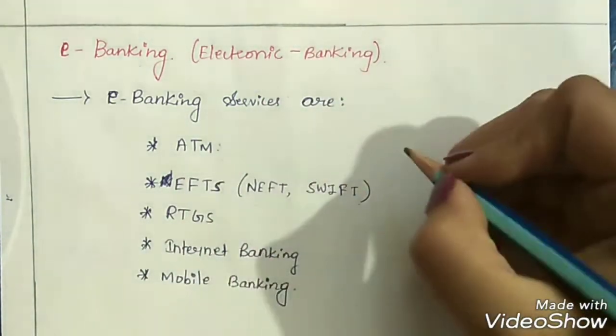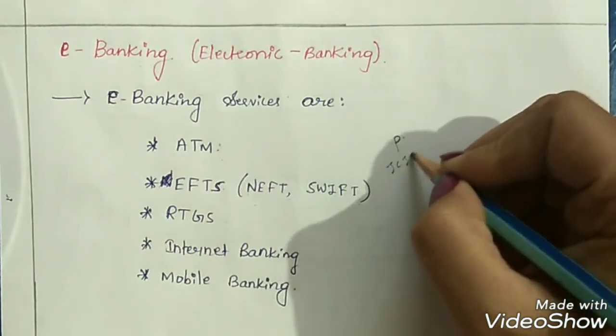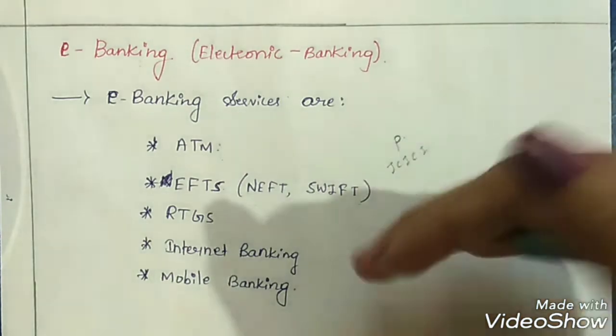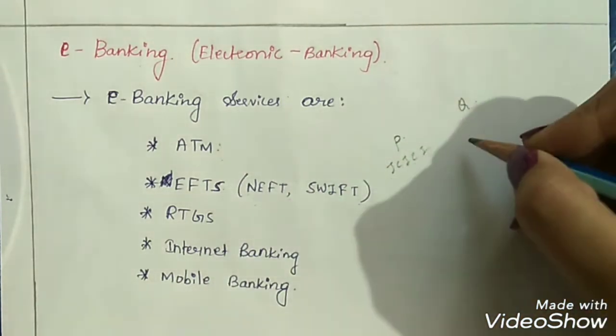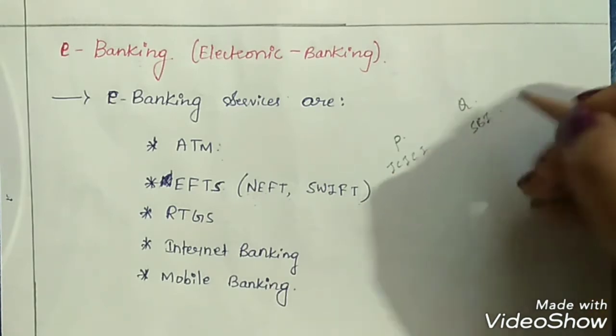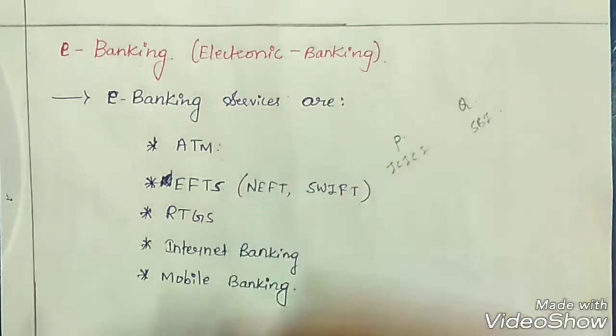For example, I am a person named P. I have a bank account in ICICI Bank. Now I need to send a certain amount to the person named Q who has a bank account in SBI Bank, right? So now how can this be done? It can be done through NEFT.